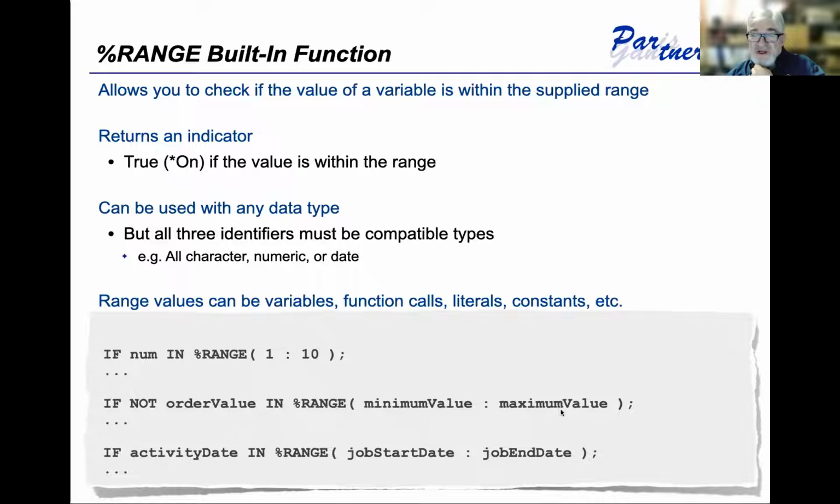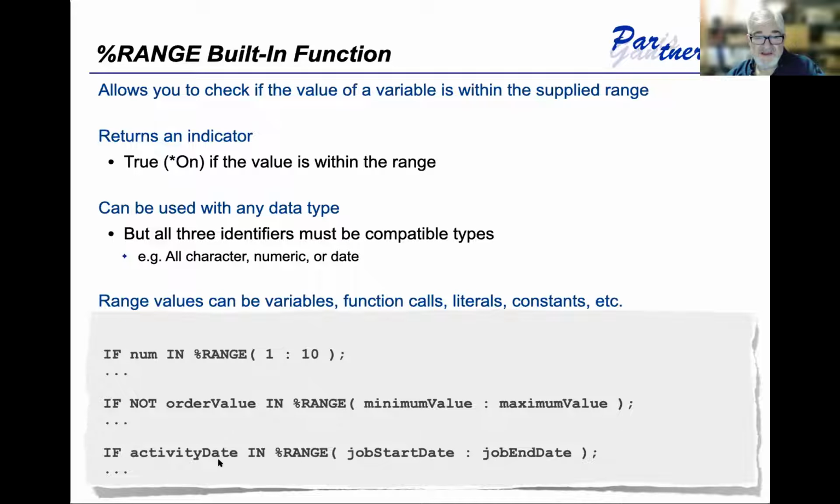These values can be any data types, but they have to be compatible. So you can't say if character field in range 1 through 10, that makes no sense. But you can have a packed value here, and you could have a couple of zoned values over here, for example, because these things, as you can see, can be variables as well as literals.